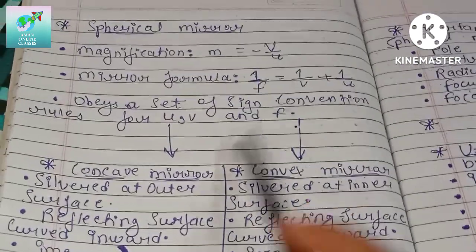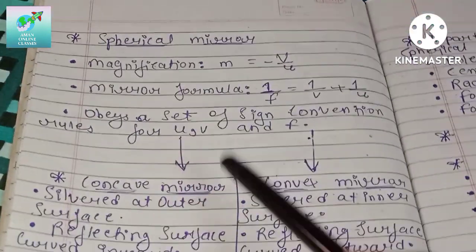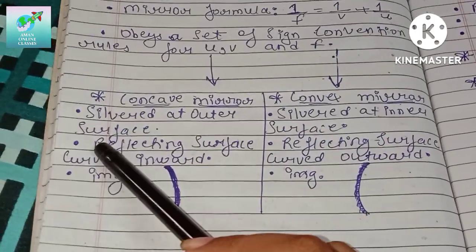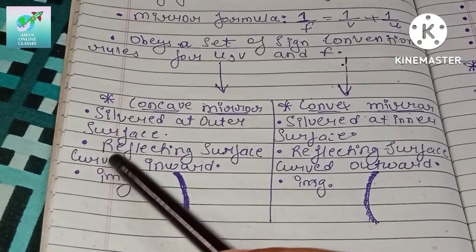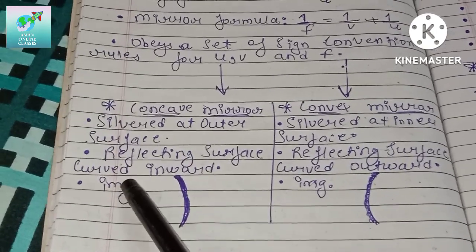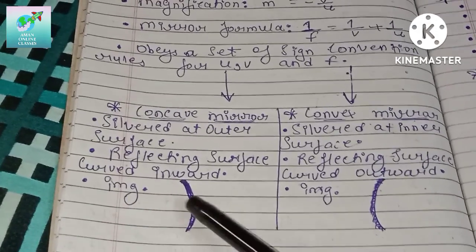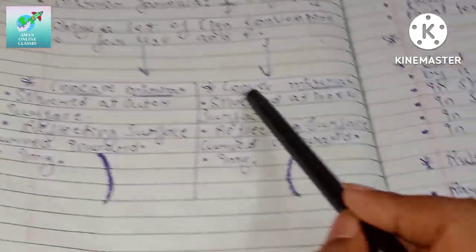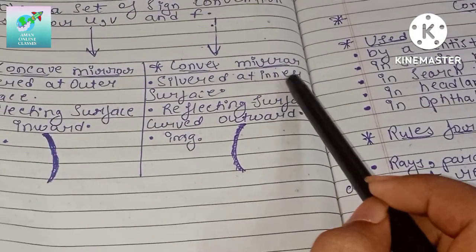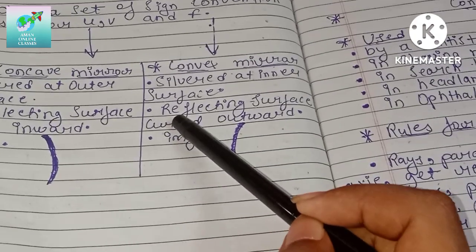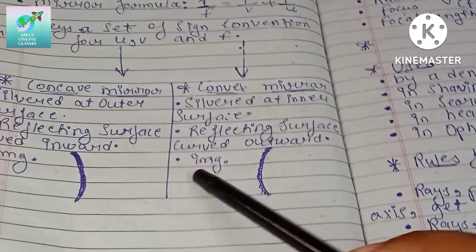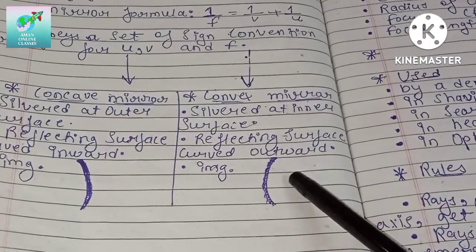Concave and convex mirrors come from the spherical mirror. That's why I've given these two arrows. Okay, let's get to the concave mirror. Point number 1, silvered at the outer surface. Point number 2, reflecting surface curved inwards. The image of a concave mirror is this. Okay, let's move to the convex mirror. Point number 1, silvered at the inner surface. Point number 2, reflecting surface curved outward. The image of a convex mirror is this.